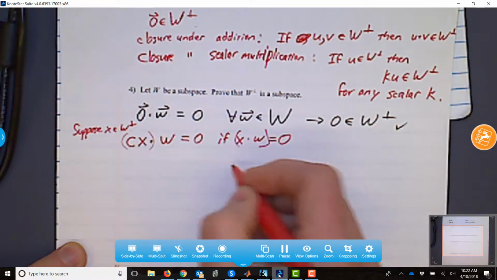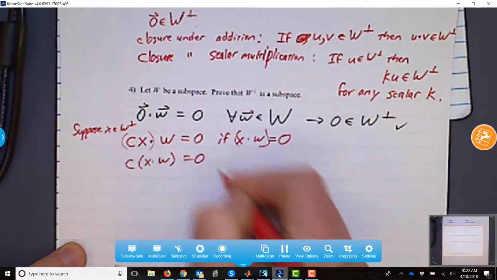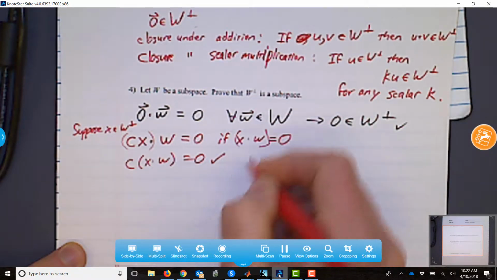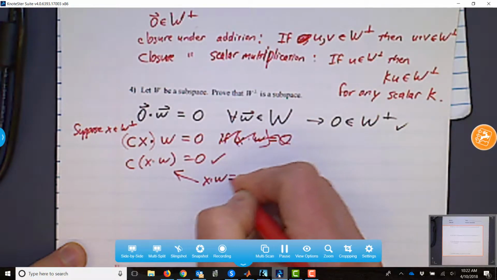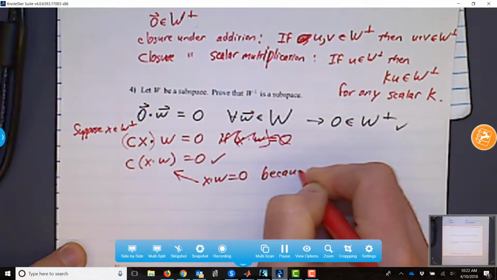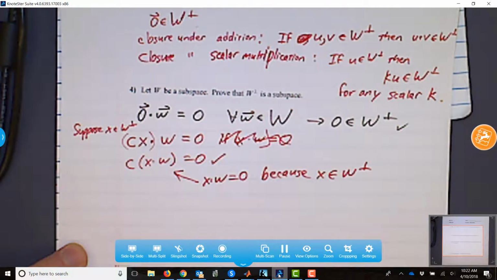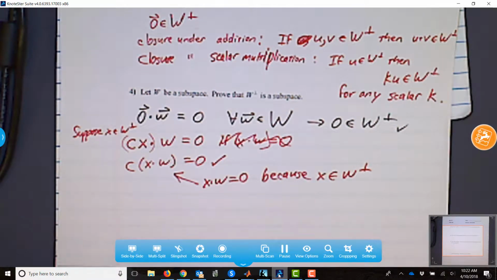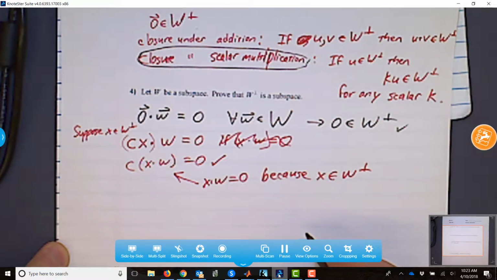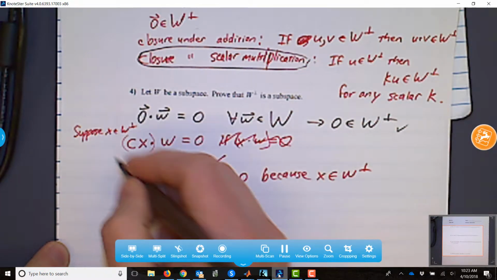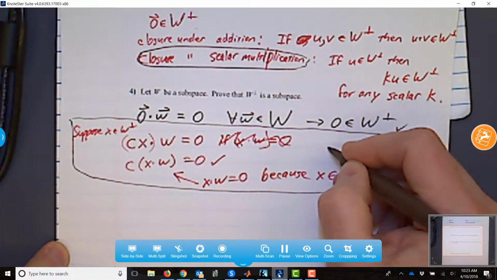So maybe this kind of thing. This is true because X is in W perp. And so basically what Jake just did for us is he proved that it's closed under scalar multiplication. Right. So maybe right here, that takes care of scalar multiplication.